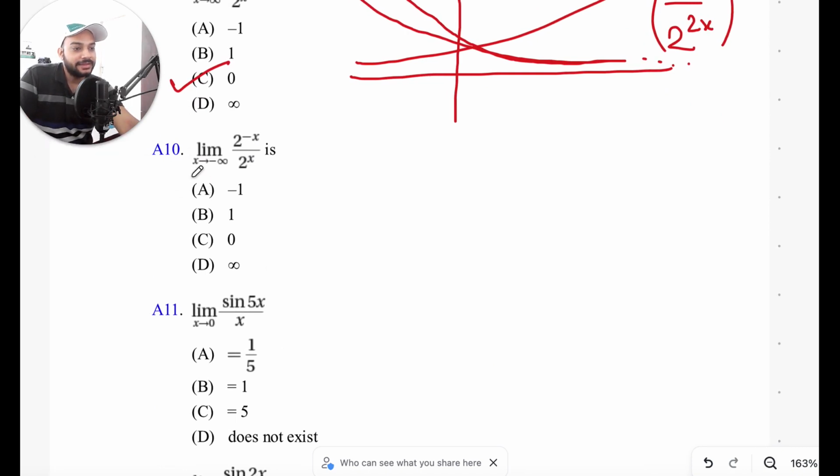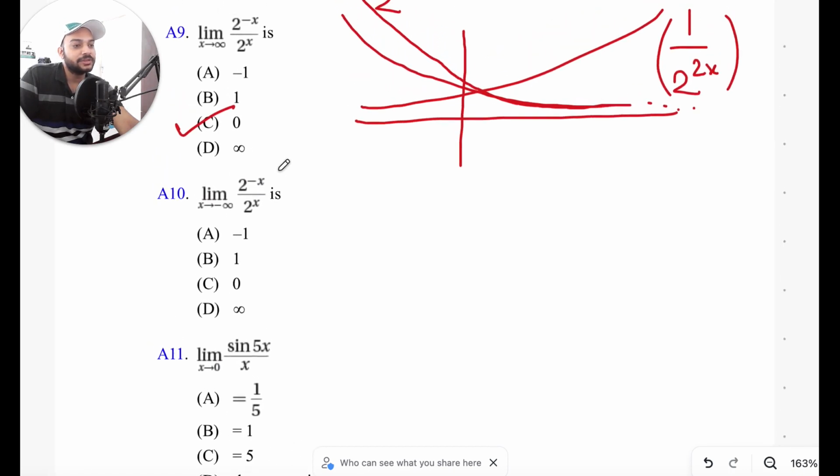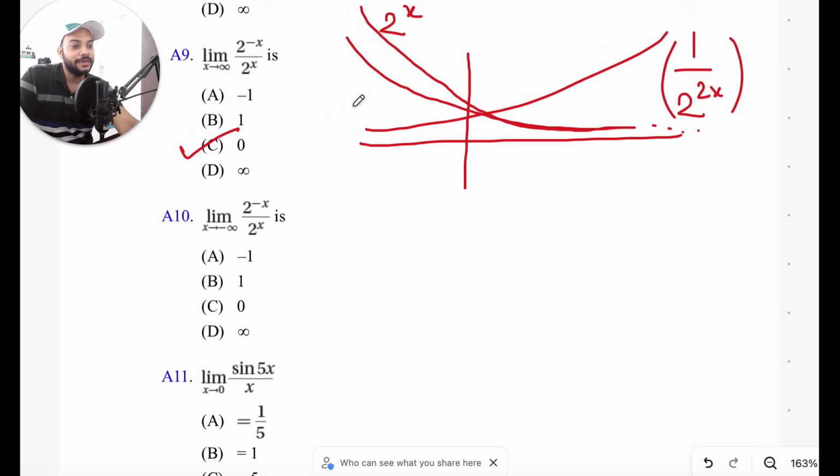A10. Limit x tends to negative infinity, 2 raised to the power negative x upon 2 raised to the power x. The same question, we have the graph in front of us. It was asking initially for infinity, now it's negative infinity. At negative infinity, the value is infinity. See this one. So option D.